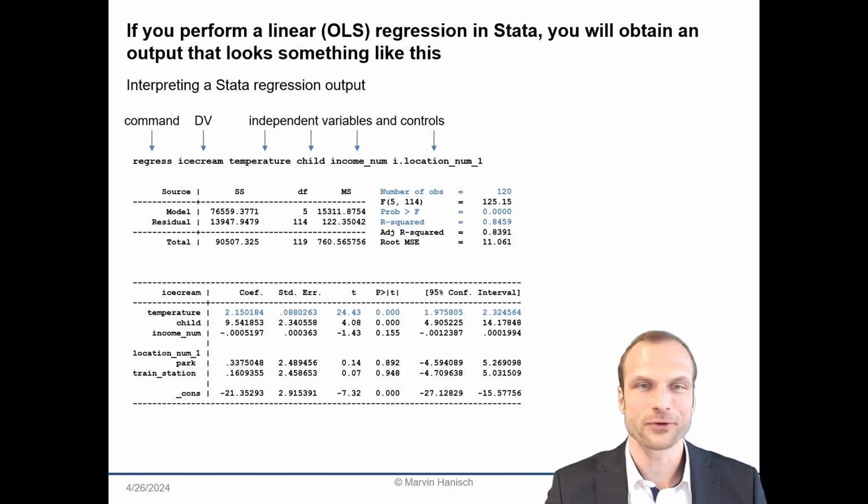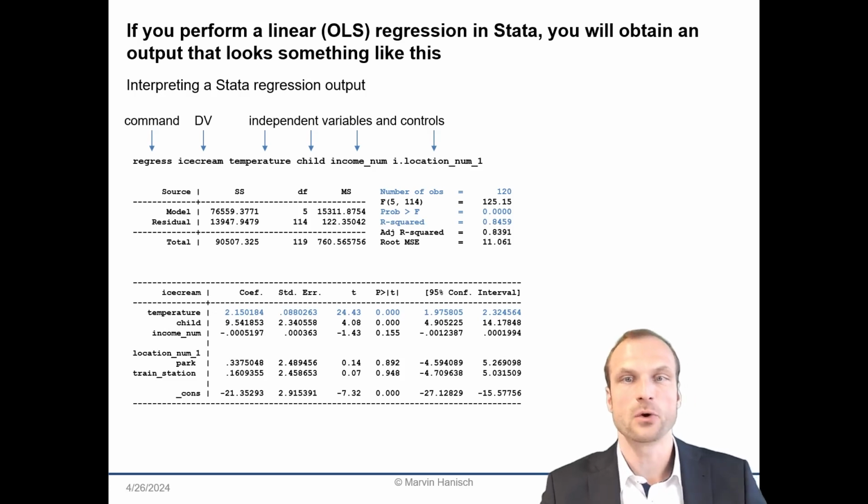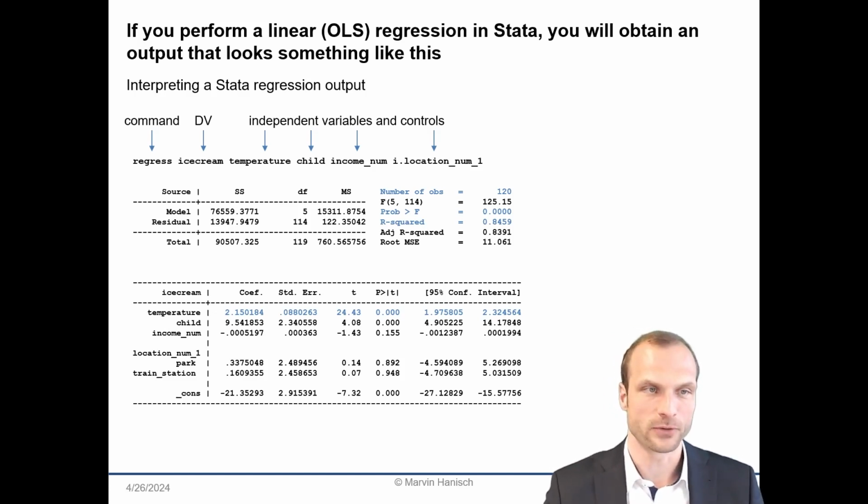Once you run this regression command, you receive this output, which is divided into two parts. The upper part provides some general statistics on your model, and the lower part provides more specific estimation outputs on your covariates. That is your list of explanatory variables. Let's start by looking at some of the key values in the upper half of the output.